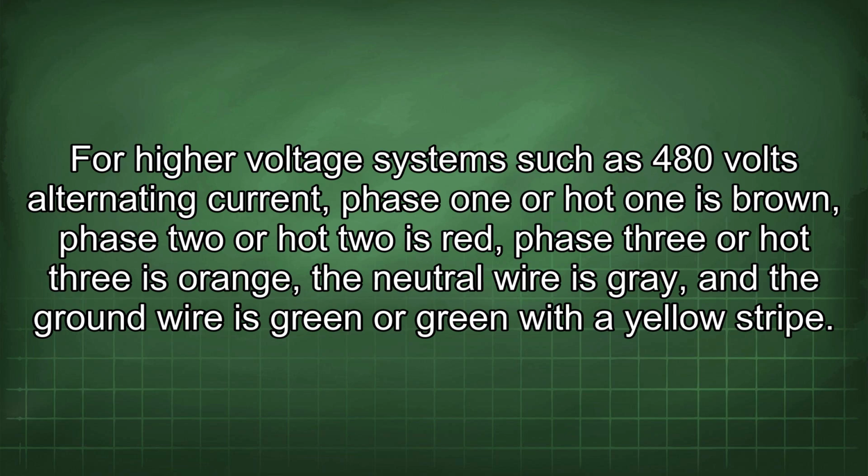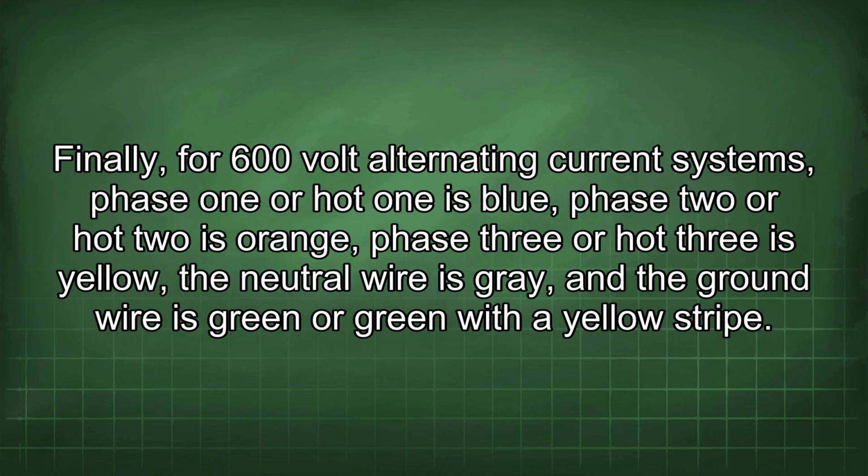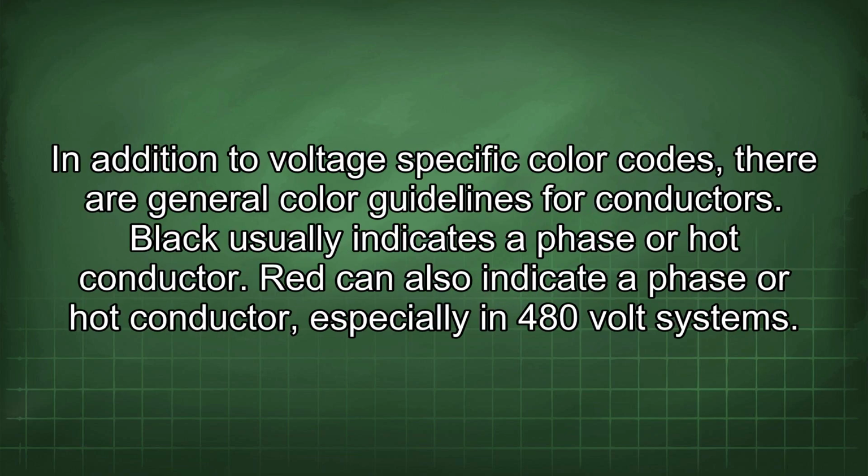For higher voltage systems such as 480 volts alternating current, phase 1 or hot 1 is brown, phase 2 or hot 2 is red, phase 3 or hot 3 is orange, the neutral wire is grey, and the ground wire is green or green with a yellow stripe. Finally, for 600-volt alternating current systems, phase 1 or hot 1 is blue, phase 2 or hot 2 is orange, phase 3 or hot 3 is yellow, the neutral wire is grey, and the ground wire is green or green with a yellow stripe.